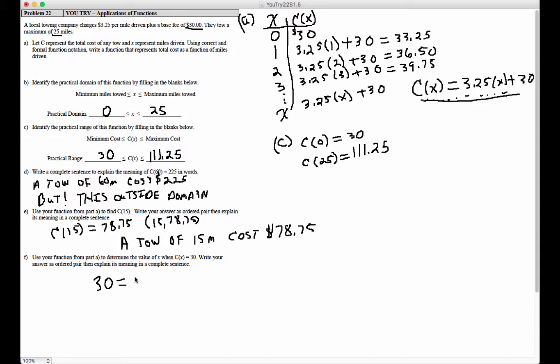So 30 is equal to 3.25 times x plus 30. If I subtract 30 from both sides of this equation, we'll get 0 is equal to 3.25 times x, and divide both sides by 3.25, and we'll get 0 is equal to x. So the ordered pair is (0, 30): 0 miles towed costs you $30. I'll let you put the glorious sentence that goes with that.